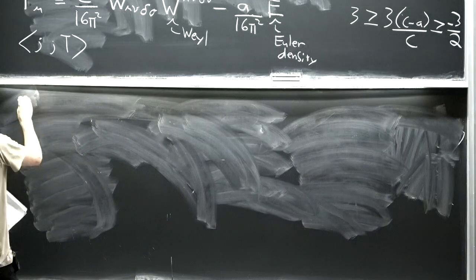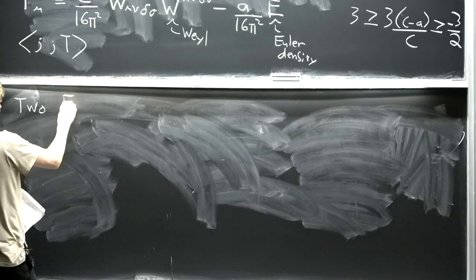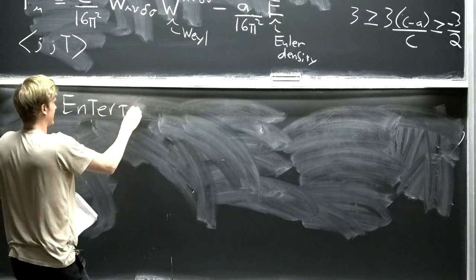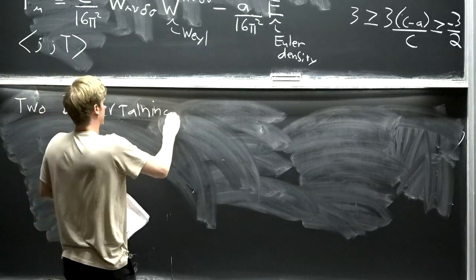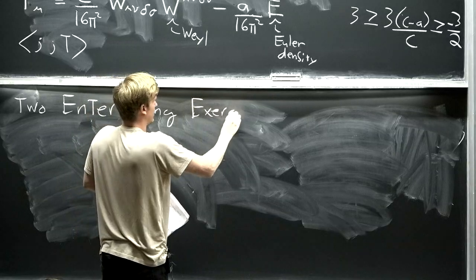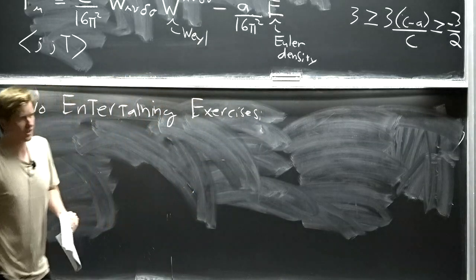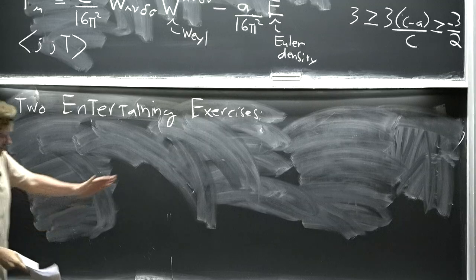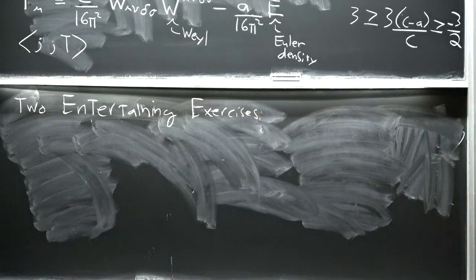So two entertaining exercises. Again, it depends on your definition of entertainment. So one thing is related to your question about why you have this minus 3/2. Because you get a positive coefficient for scalars and a negative coefficient for fermions, you could ask, can I put some combination of them where naively I would have some angular distribution, but it exactly cancels. And so in perturbation theory, this would be kind of a miracle.